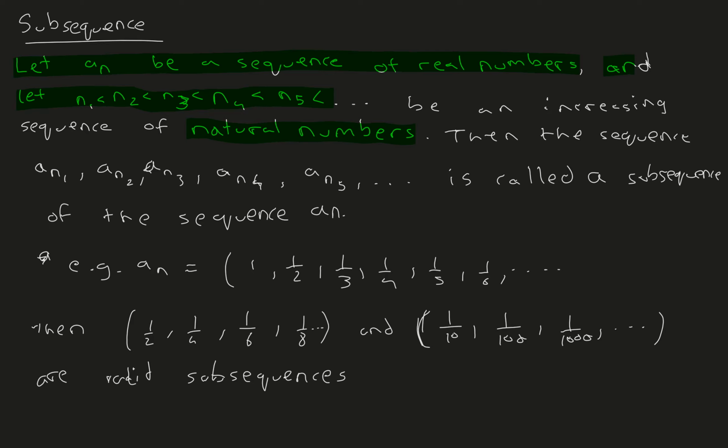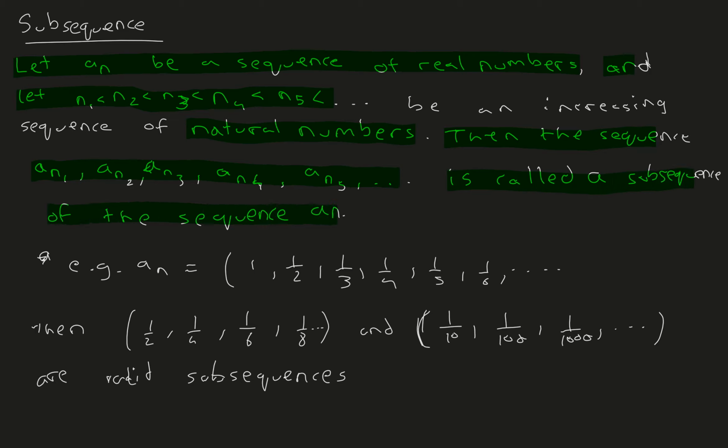Remember, the definition of a sequence is any set of numbers with domain as the natural numbers. Then the sequence a_n1, a_n2, a_n3, and so on is called a subsequence of the sequence a_n. So let's look at an example to see what's really going on here.